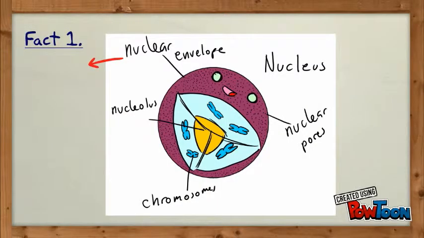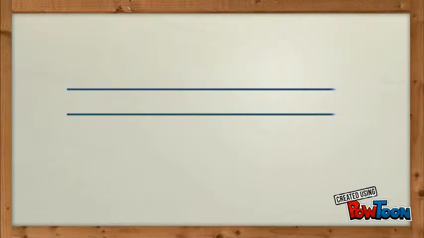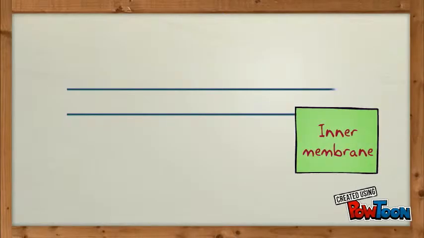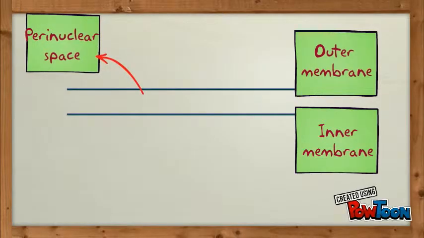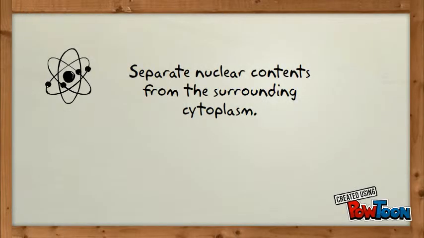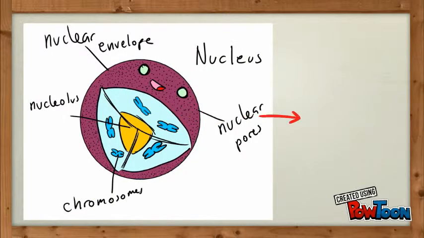Fact number 1. Nucleus is a double membrane bounded organelle. This means that the nucleus is wrapped around by two layers of membranes. The membranes are distinguished as inner membrane and outer membrane. In between these two membranes is perinuclear space. The nuclear membrane separates nuclear contents from the surrounding cytoplasm. This enables some processes, such as gene replication, to be done in the nucleus, while translation of mRNA occurred outside the nucleus.